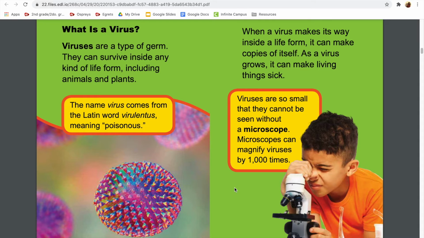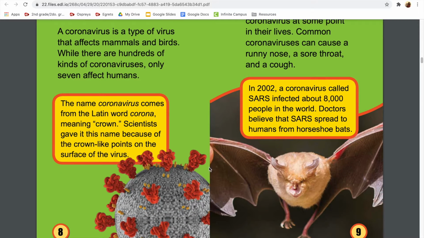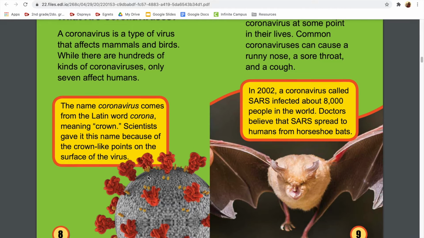So friends, if you walk outside, could you see the coronavirus? No, because the virus is very, very small. You would need a microscope to see it. And if you use the microscope, this is what you would see. This little picture here is what the coronavirus looks like when it is magnified.